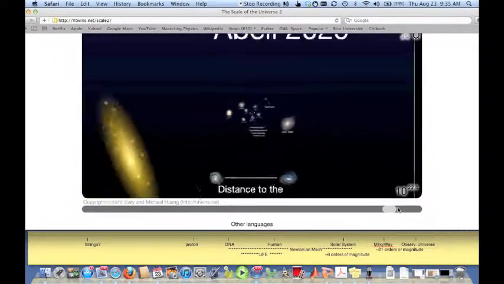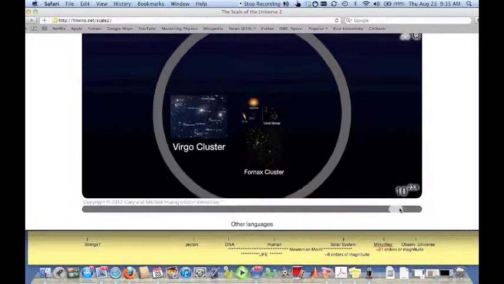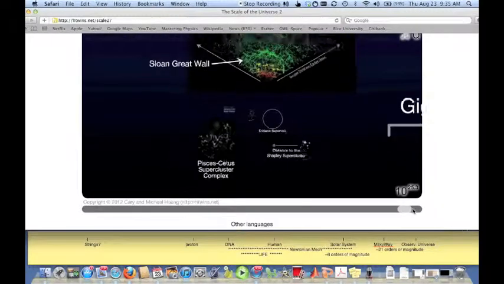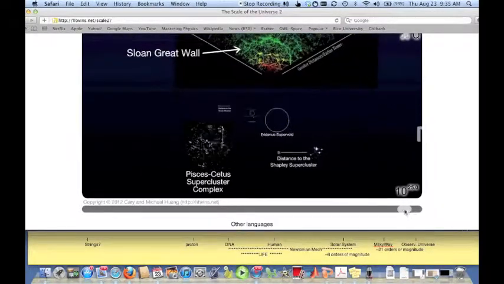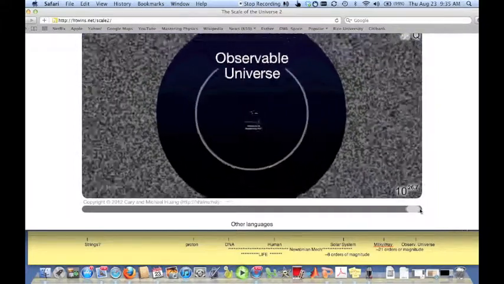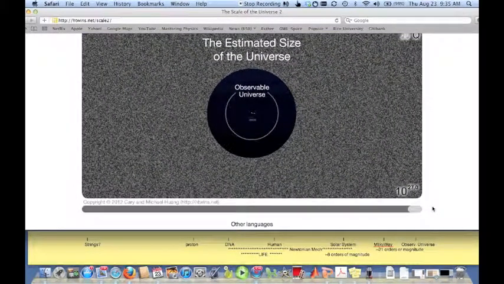Now we're talking about groups of galaxies. The local group where the Milky Way is part of, the Virgo cluster, superclusters of galaxies, structures that people have found in the universe at the biggest scales. They kind of look like strings. It's a very spongy structure that the universe has at the biggest scales. And then finally, the size of the observable universe, which is 10 to the 27 meters.